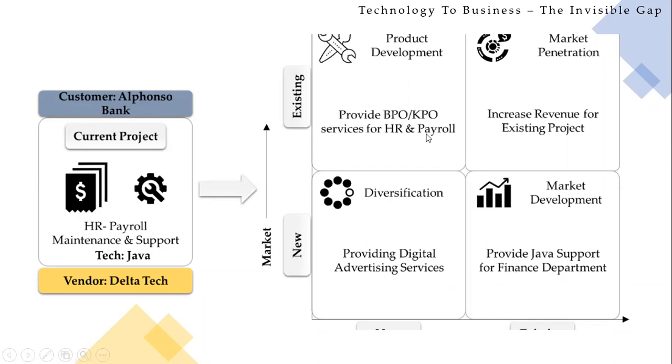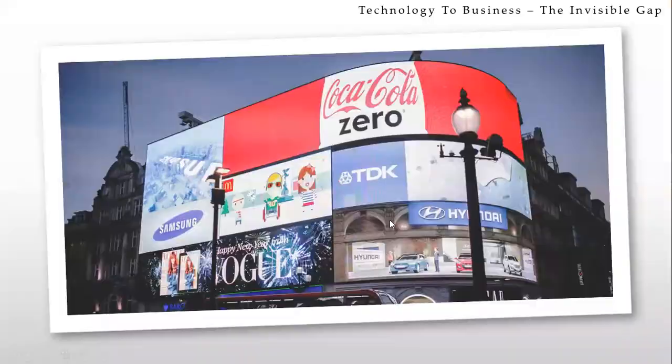If I want to start providing BPO and KPO services, it becomes product development. And then I do something completely different. Now I provide advertising services, which is nothing related to this. It becomes diversification. The best example for diversification could be that Coke is selling soft drinks, and suddenly they start selling T-shirts with the Coke logo. That's a good example of diversification. Make sense? Yes, sir.